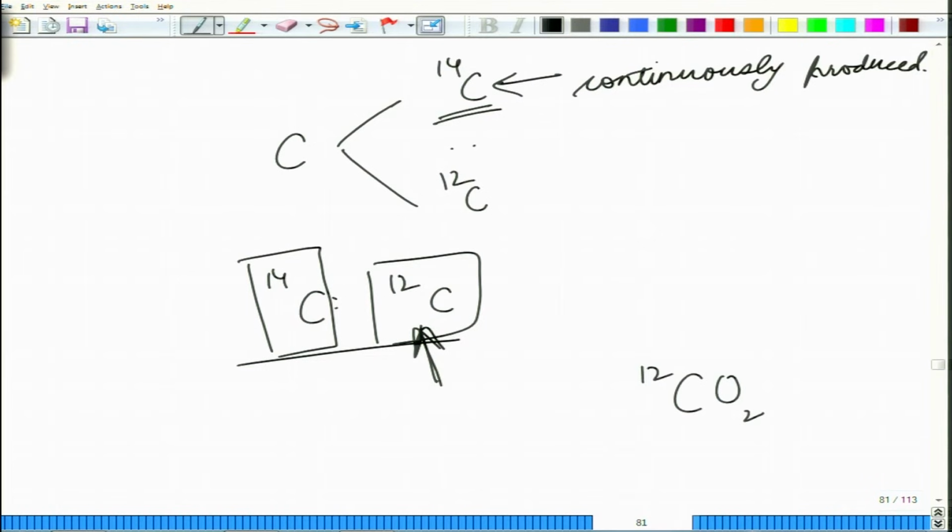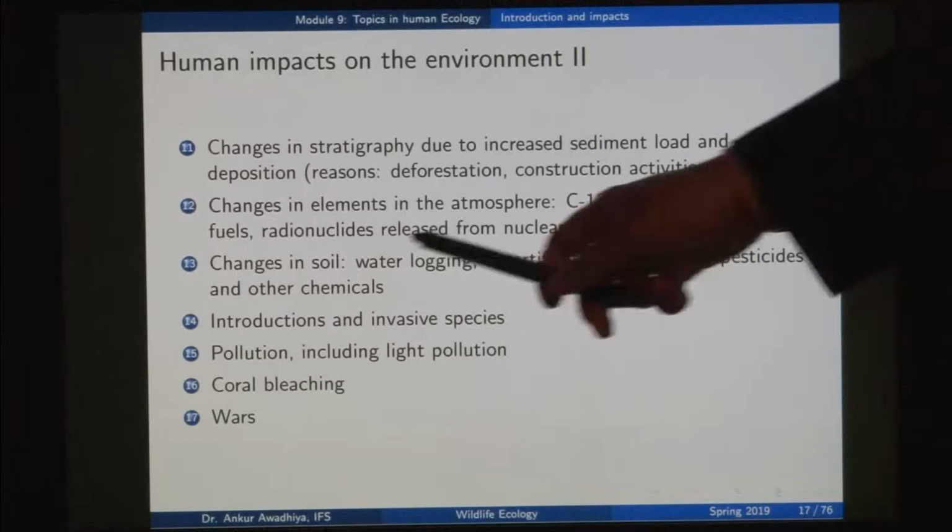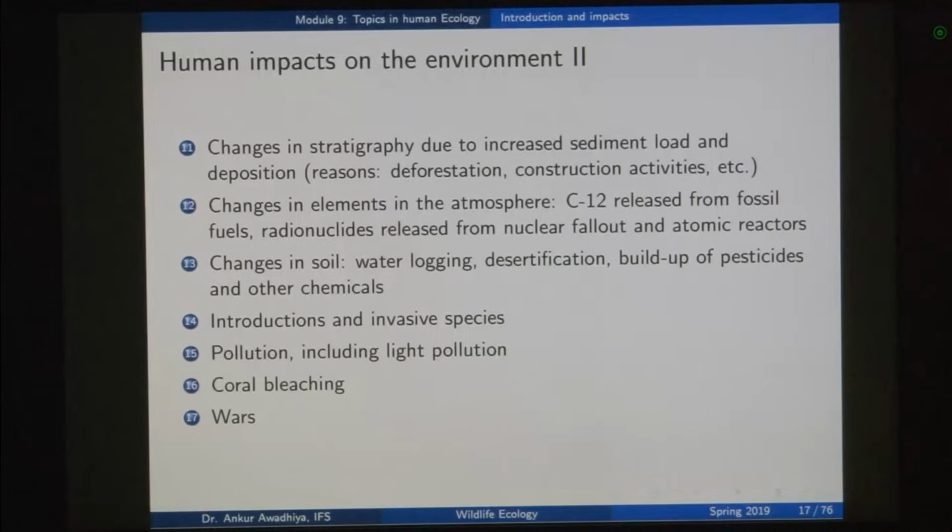Or when we talk about other radioactive nuclides or elements that are being released because of the nuclear fallouts in atomic reactors, let us say strontium. Now, strontium is not something that you normally find in the atmosphere or in the soil, but if there is a nuclear fallout, say because of Fukushima, you will see that there is a huge amount of strontium that has been released into the atmosphere and has come into the soil.